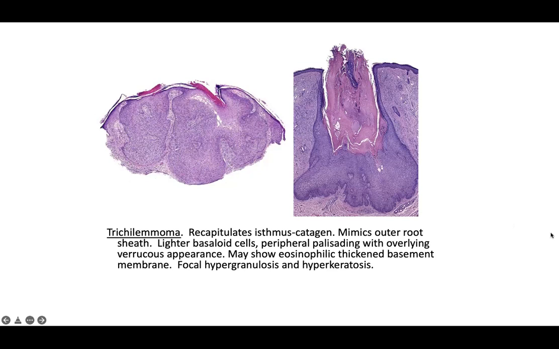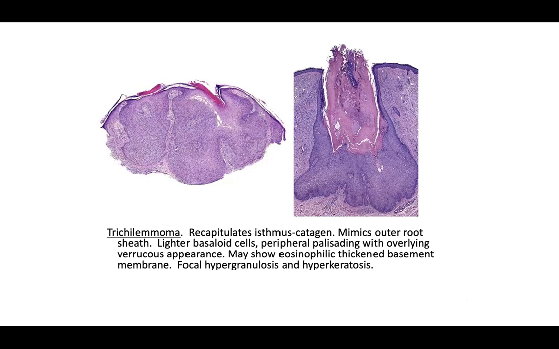Trichoadenoma recapitulates the isthmus catagen phase. It mimics the outer root sheath. So if you look at normal outer root sheaths of the hair follicle, you'll find abundant clear cells, and this tumor actually has abundant clear cells. Lighter basaloid cells, peripheral palisading with sometimes overlying verrucous appearance. So they can be misdiagnosed as warts. It can be misdiagnosed as basal cells.